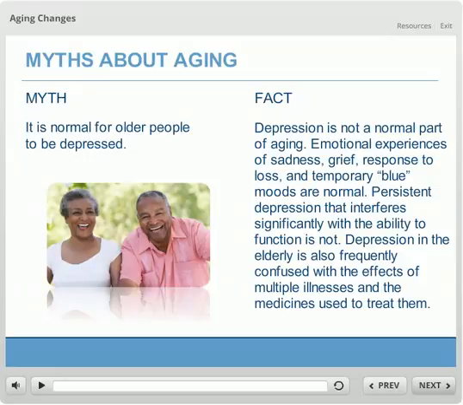Myth: it is normal for older people to be depressed. Fact: depression is not a normal part of aging. Emotional experiences of sadness, grief, response to loss, and temporary blue moods are normal. Persistent depression that interferes significantly with the ability to function is not. Depression in the elderly is also frequently confused with the effects of multiple illnesses and the medicines used to treat them.